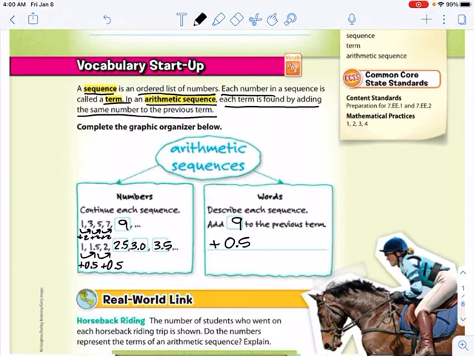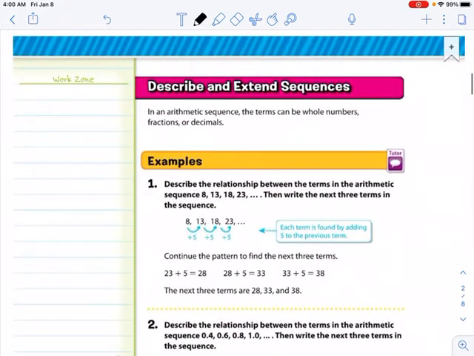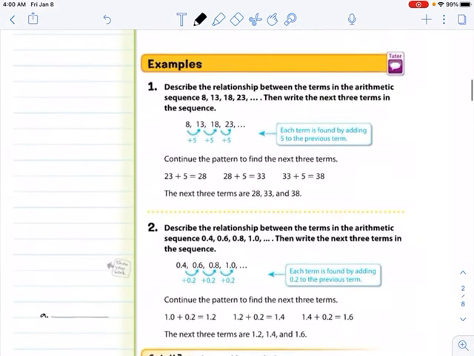Okay, so that's what an arithmetic sequence is. It's a sequence of numbers, and then you're just continuing to add the same number. So go ahead and turn the page, and we will look at a couple more examples and then practice them together.